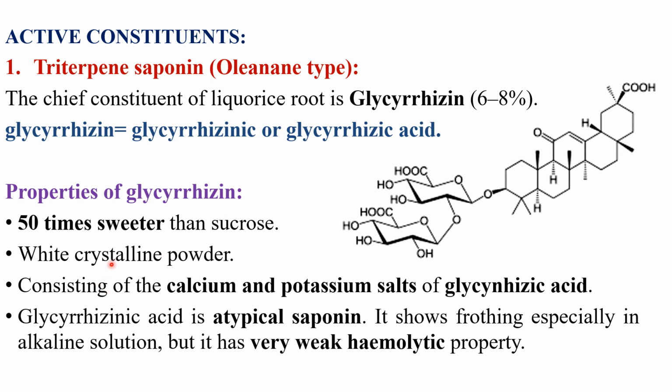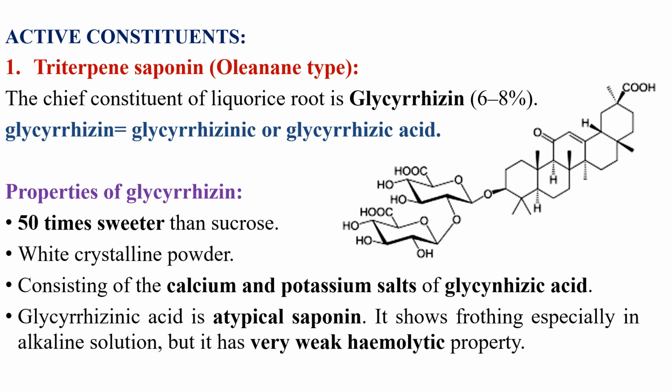It's 50 times sweeter than sucrose, and when it's isolated, it appears as a white crystalline powder, usually consisting of the calcium and potassium salt of glycyrrhizinic acid, because this is an acid with 3 carboxylic acid groups, one in the oleanane moiety of the aglycone, and 2 carboxylic acid groups in the sugar parts of glucuronic acid. So these acidic groups can interact with the bases inside the plant, especially potassium and calcium bases like KOH or calcium hydroxide, forming potassium and calcium salts of glycyrrhizinic acid.